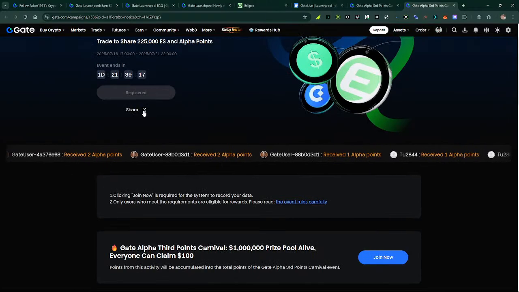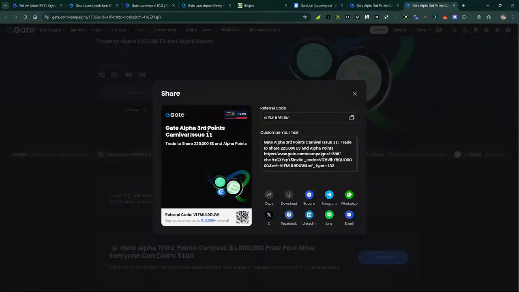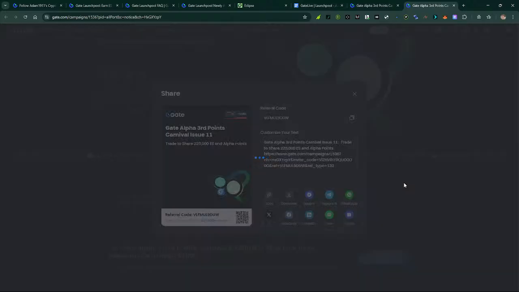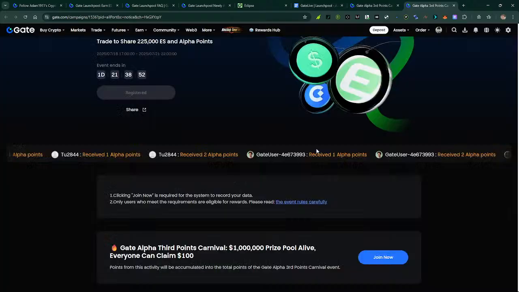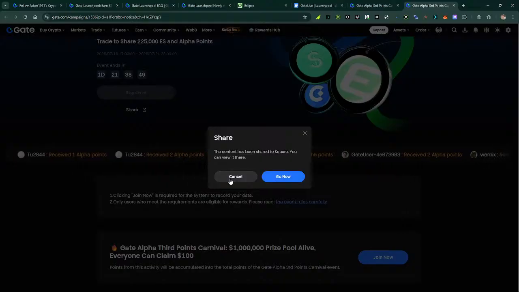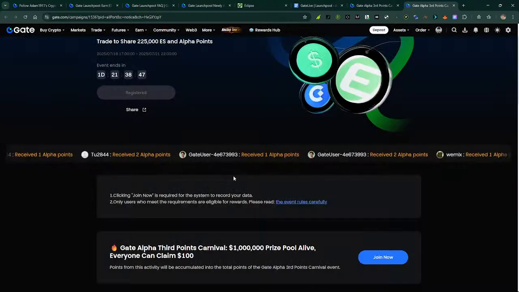And from there you can also share this event. If you click on share, there will be a customized text. Just copy it, Control A, then Control C. I just copied this, and now I can directly share it to Square. Just click on Square and it will be shared to Gate Square automatically. Just look at this, it is sharing. Okay, it has already been shared, so I'll just cancel it, and you can see the post on my profile right now.